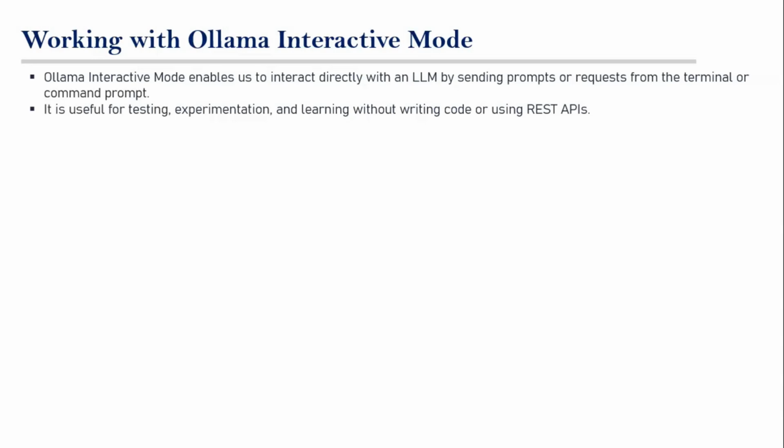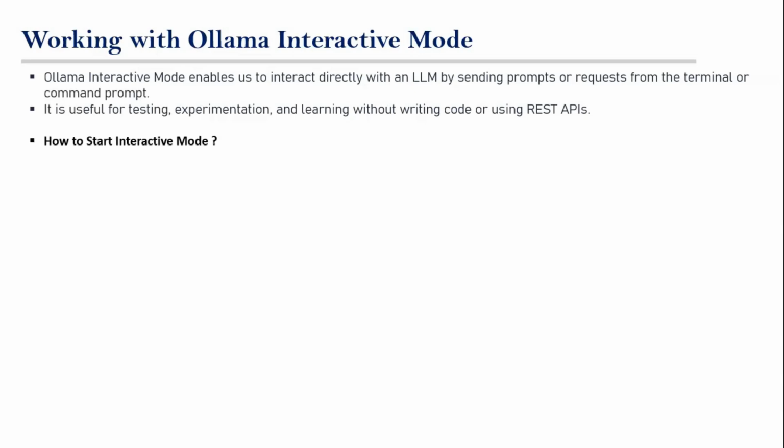APIs. See, we know that we have to use LLMs in our AI applications with the help of REST APIs. But suppose if you want to test or experiment, or if you want to learn about that particular model, then basically you don't need to write a code. You don't need to access that LLM using REST APIs. Simply from your command line itself, you can do testing or experimentation.